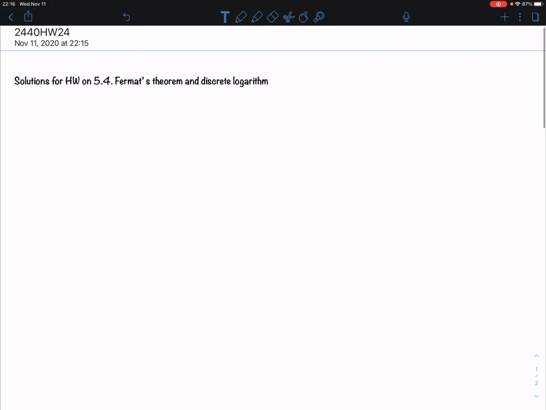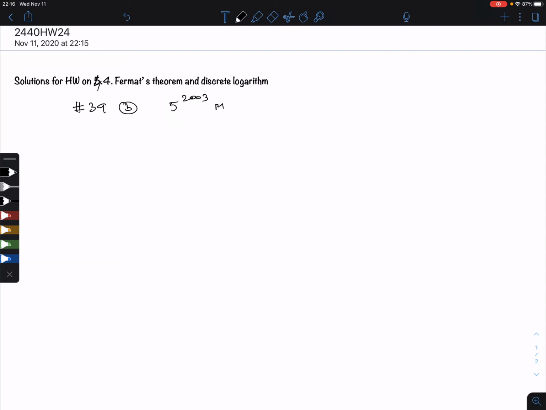This is 4.4, obviously, right? That was a typo. And the first one was number 39. Let me write down what 39b is, because that's somehow the real question. What is 5 to the power 2003 mod 1001?